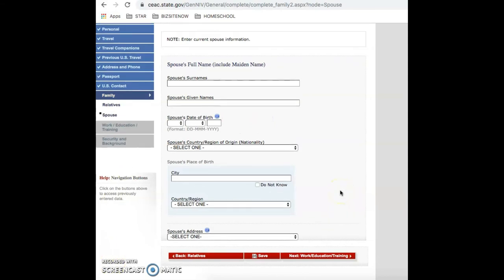And if you remember earlier, nung tinatanong yung status ko, I said married. So naturally, lalabas tong page na to. I'm assuming naman, syempre, if single yung sinabi mo, hindi mo kailangan, of course, mag-fill out nito, diba? And then you just click next.